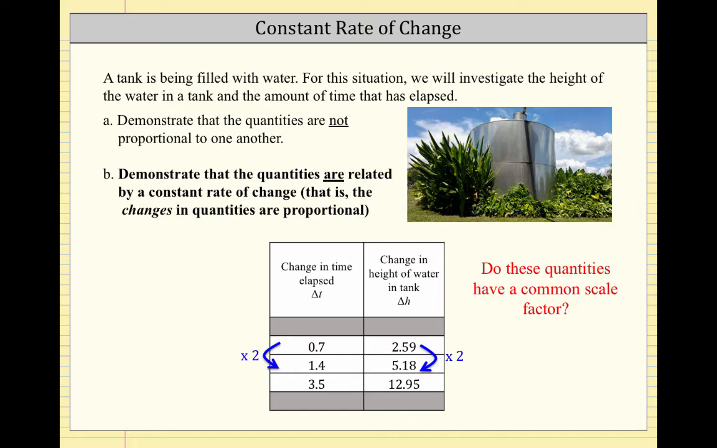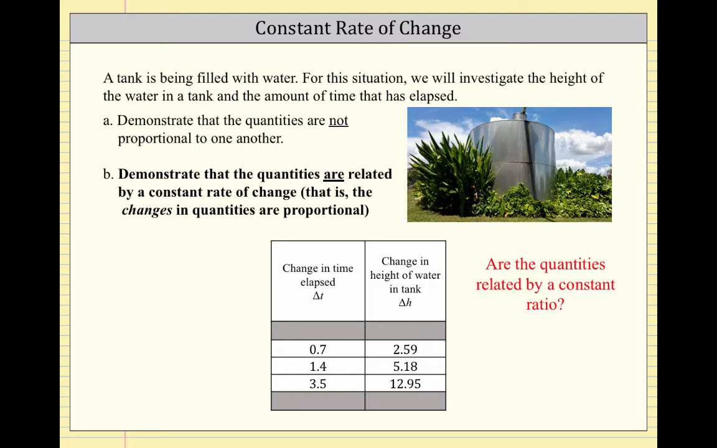Now I'm going to look at the next one. If I take 1.4, what is the scale factor that takes me to 3.5? Well, that is a scale factor of 2.5. So the corresponding outputs should also be related by the same common scale factor. So if I take 5.18 and multiply it by 2.5, I do get 12.95. So the answer is yes, these quantities do have a common scale factor.